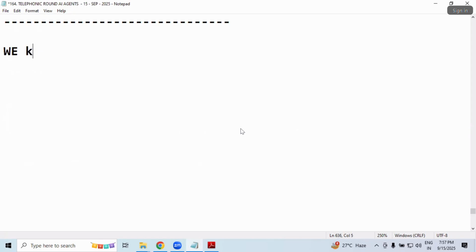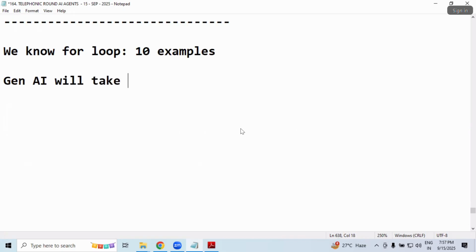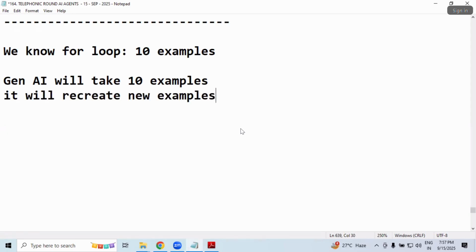So, we know a for loop with 10 examples, sir. Gen AI will take the 10 examples, and if you want, it will recreate new examples. So 10 plus 5, where this 5 is generated by Gen AI.